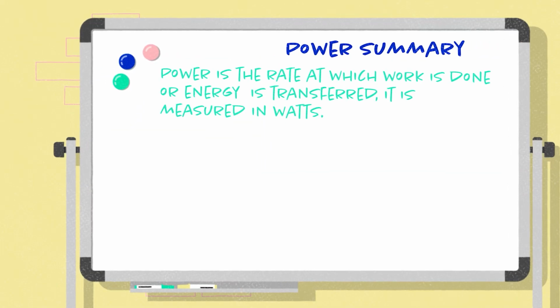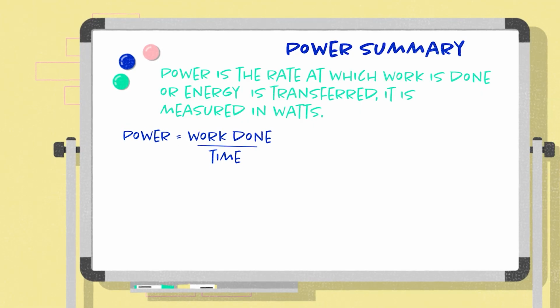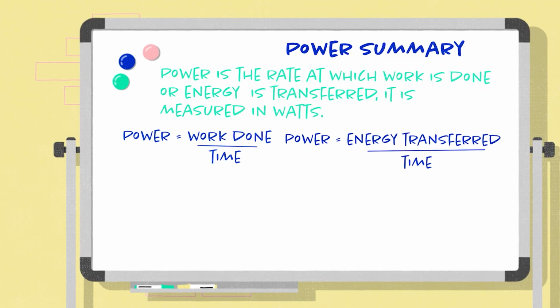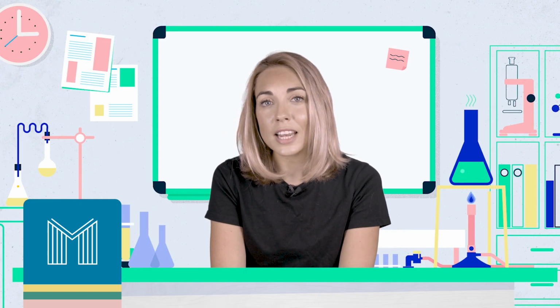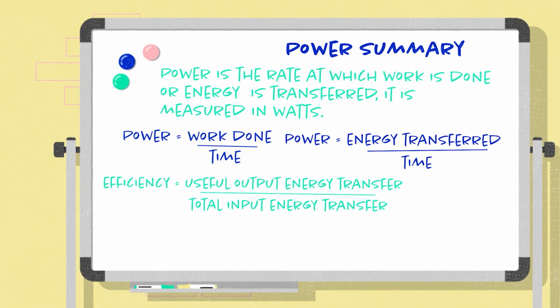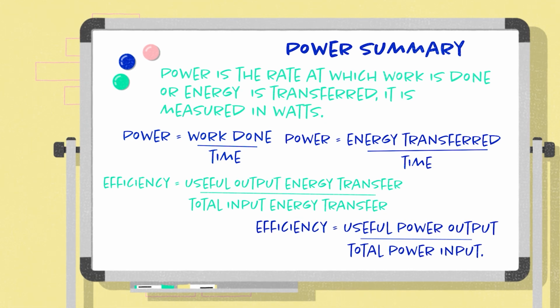So, to summarise, power is the rate at which work is done or energy is transferred, and it's measured in watts. It can be calculated using two formulas. Either power equals work done over time, or power equals energy transferred over time. You can calculate the efficiency of an energy transfer by using the equations efficiency equals useful output energy transfer over total input energy transfer, or efficiency equals useful power output over total power input.